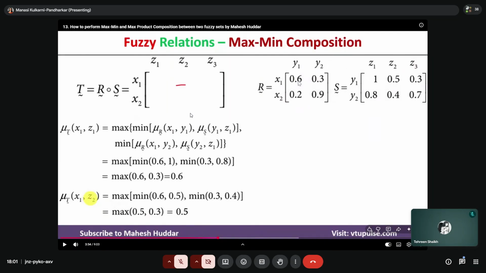Am I right, all of you? Yes, ma'am. x1 to y1, 0.6, and y1 to z2 is 0.5. So the minimum out of this. Again, tell me what we'll do. Next is x1 to y2, that is 0.3, and y2 to z2 is 0.4. So the minimum out of this.